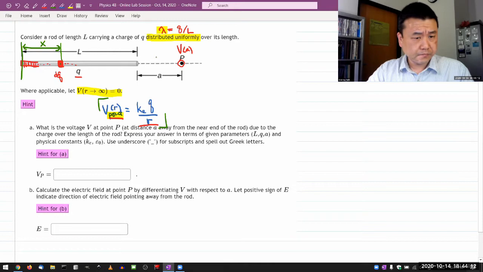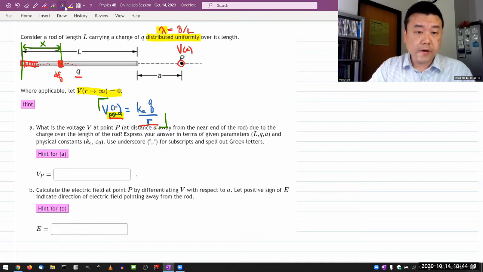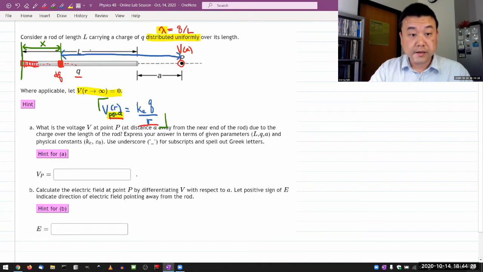And so this small piece will be at this far away from the point where I'm trying to express the voltage. It'll be at the distance, and the advantage of drawing figures like that is you can see what the expression for this distance will be. It should be a plus L, and then I have to subtract away that distance there, minus x. Seems right? Okay, that's the distance.